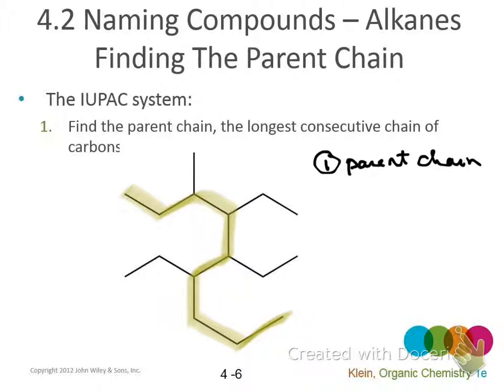Second thing, you have to number the parent chain. And there's actually a couple of important rules to keep track of when you do this. The first rule is first substituent. Now, what's a substituent? Anything branching off the parent chain is a substituent, okay? First substituent gets the lowest number.